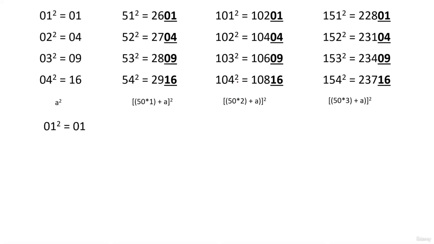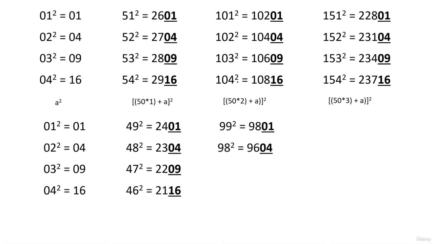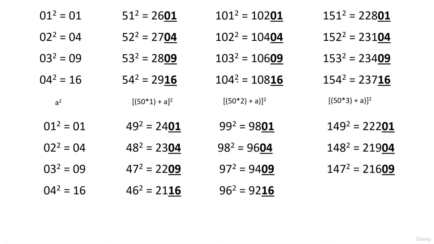So same thing you can observe now, 01 square, 02 square, 03 square, 04 square का जो भी last two digits है guys, the same thing you can observe repeating for 49 square also. 49 square is 2401, 48 square is 2304, 47 square is 2209, 46 square is 2116. Okay, and again 99 square is same as 1 square, 98 square is same as 2 square, 97 square is same as 3 square, 96 square is same as 4 square, right? Same way 149 square is same as 1 square, 148 square is same as basically 2 square, 147 square is same as 3 square, 146 square is same as 4 square, right? So जो भी last two places of a square है, 50 into 1 minus a square का भी same last two places रहेगा, same 50 into 2 minus a the whole square का रहेगा, same 50 into 3 minus a the whole square का रहेगा, right?